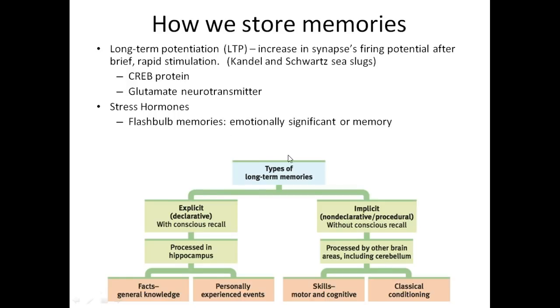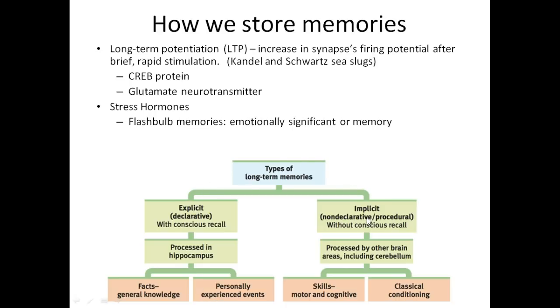So there's two types of long-term memories and two ways that we can store these. The first is explicit and declarative. The second is implicit, non-declarative, procedural. So we'll go through explicit and then implicit. Explicit memories are with conscious recall. Okay, so you are trying to think of them, you're trying to remember them. This is processed in the hippocampus part of your brain. This is where we store facts, general knowledge, and personally experienced events.